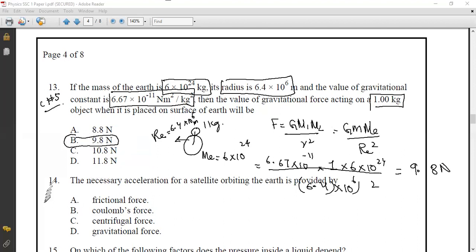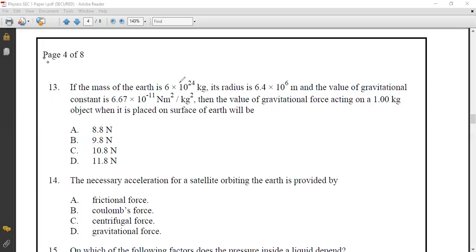Question number 14 is again from chapter number 5, Gravitation. The necessary acceleration for a satellite orbiting the Earth is provided by the gravitational force between the satellite and the Earth. As we know, the satellite revolves around the earth in a circular path, and the force required for moving in a circular path is the centripetal force. In the case of the satellite and the earth, the centripetal force required to move in a circular path is provided by the gravitational force that exists between the satellite and the earth.